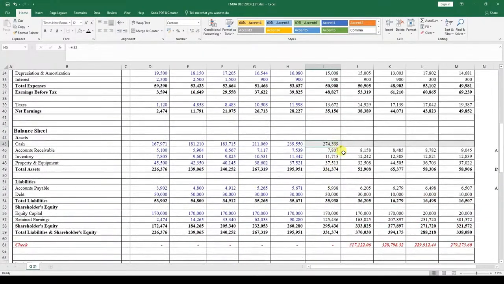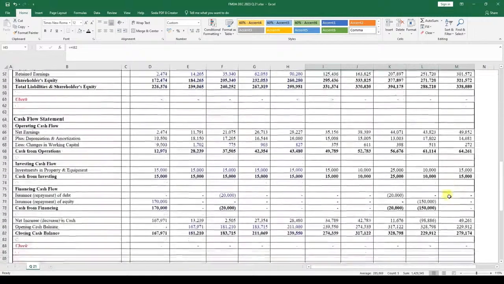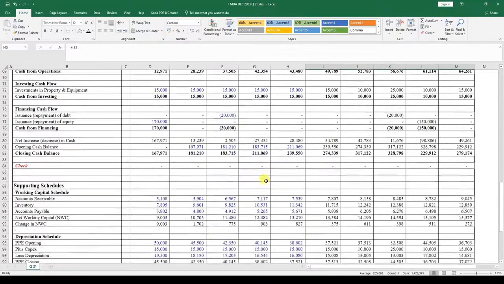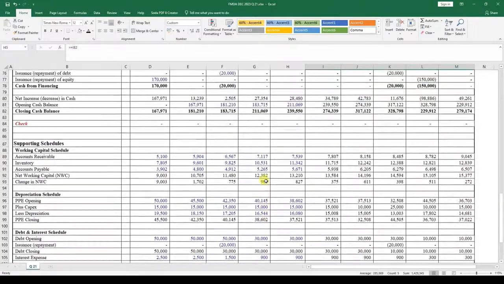But dragging the rest towards the right is the one that's going to tell us whether we are on the right path. And you can see it has balanced very well. The cash flow statement has also balanced as well, meaning that we have successfully answered the question presented to us by Kasneb.